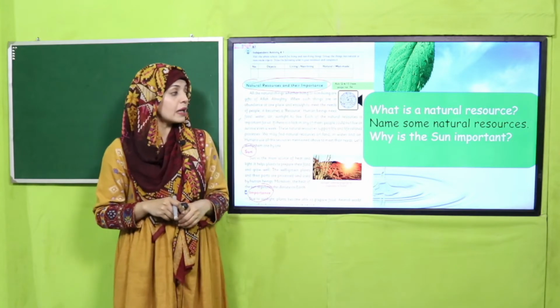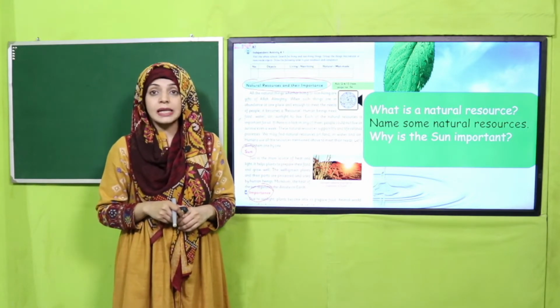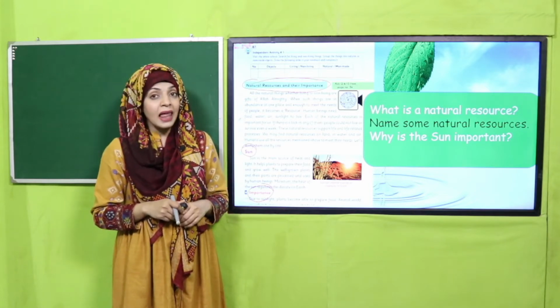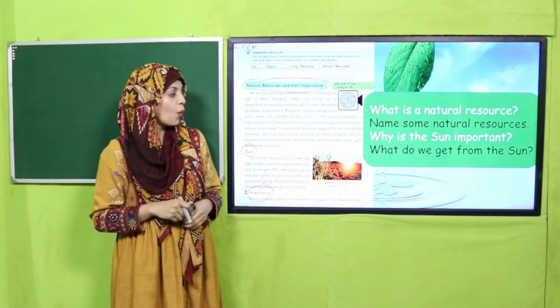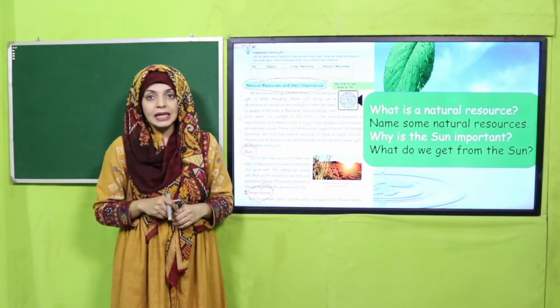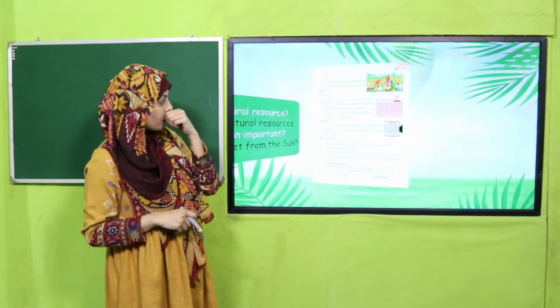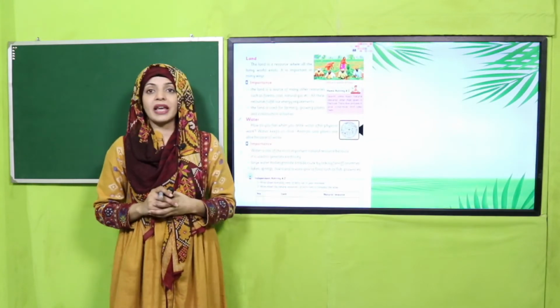Why is sun important? Sun is important because it gives us heat and light. What do we get from the sun? We get heat and light energy from the sun. From here, we will move forward towards the next page, page number 88.